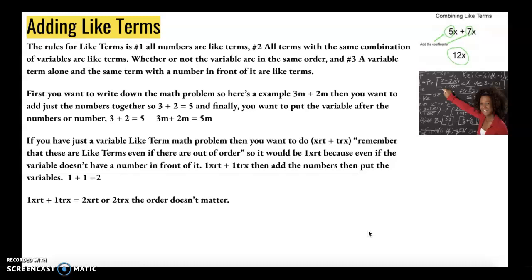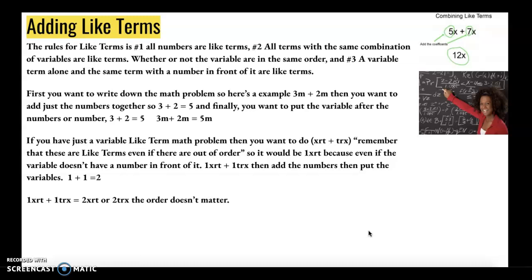So for example, 3m plus 2m. Then you want to just add the numbers together. So 3 plus 2 equals 5. And finally, you want to put the variable after the number. So 3m plus 2m equals 5m.